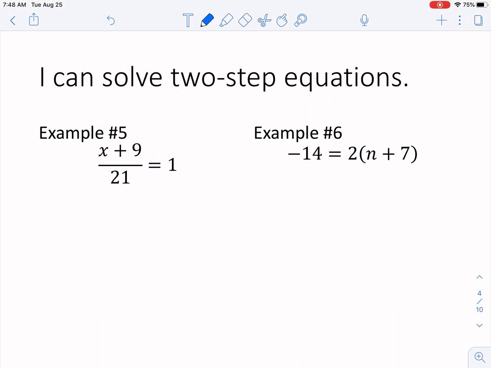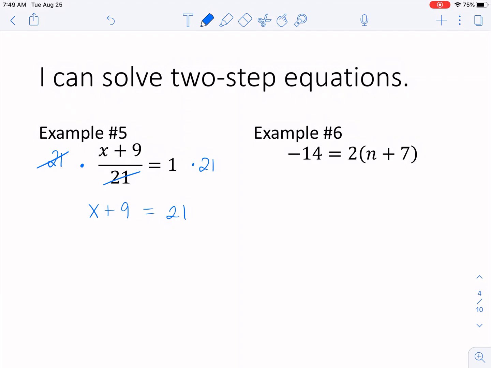How do I know the whole x plus 9 is divided by 21? Because the whole thing is on the top of the fraction. Okay? So I like to undo my division first. What's the opposite of multiplying by 21 or dividing by 21? You got it. Multiplying by 21. This 21 divides that 21 out. We're left with x plus 9 is equal to 21.